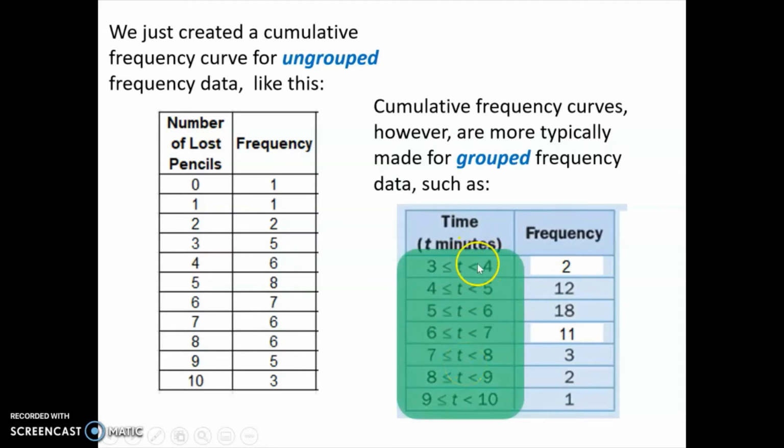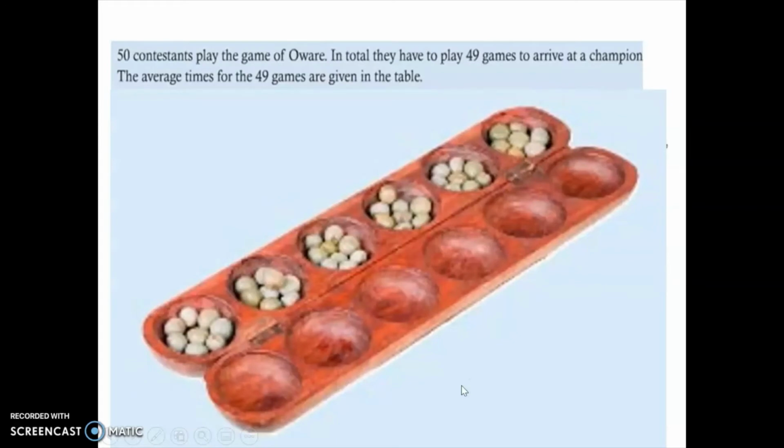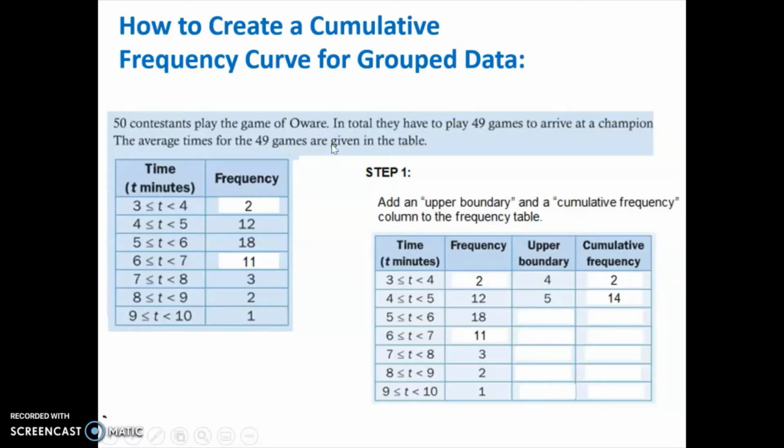Well, in the past when we dealt with these, remember when we had to find the mean using frequency tables like this, we said, oh, this goes from 3 to 4, so why don't we just say 3.5, kind of like the midpoint of those categories, and use that to represent things. And that's exactly what we're going to do. And we're going to do it with an example with the game Oware. This is an old game of stones from Africa, great game. And here we can see 50 people played this game, and in total, they had to play 49 games to arrive at a champion. So let's take a look at the table we have.